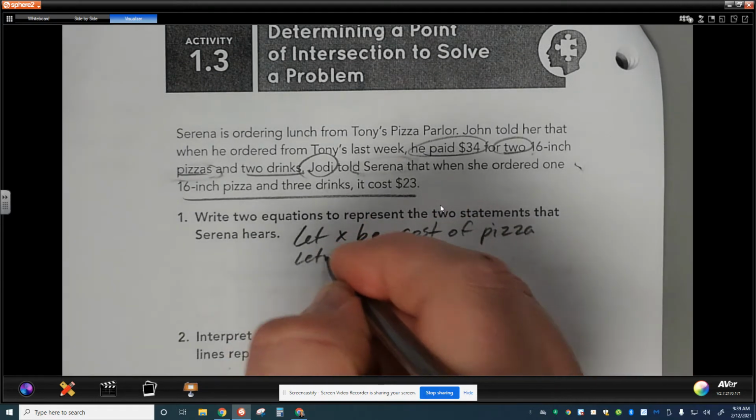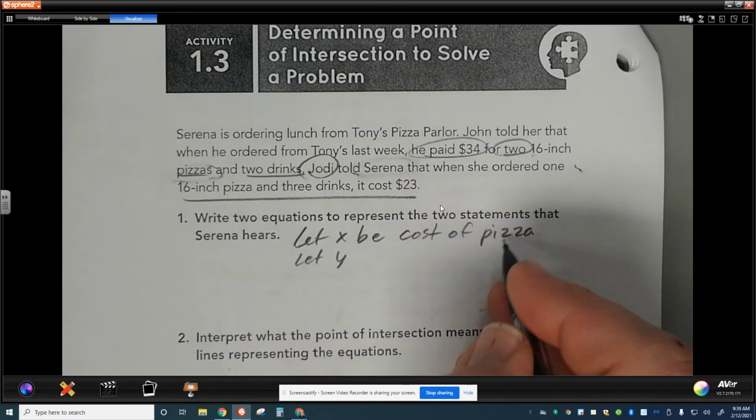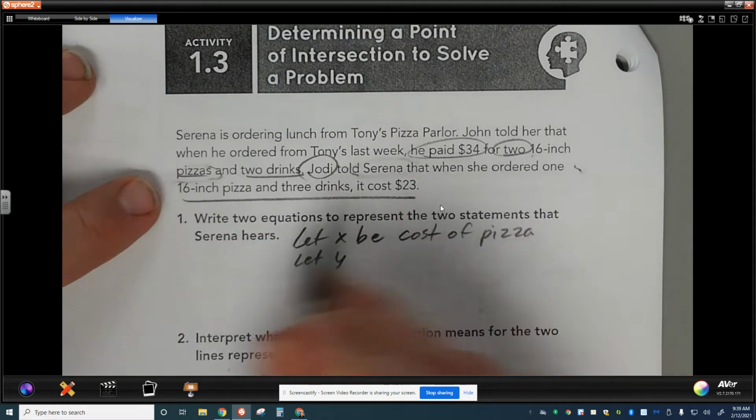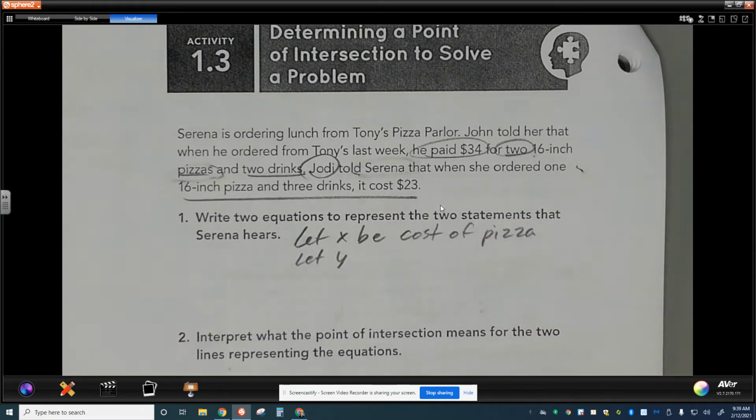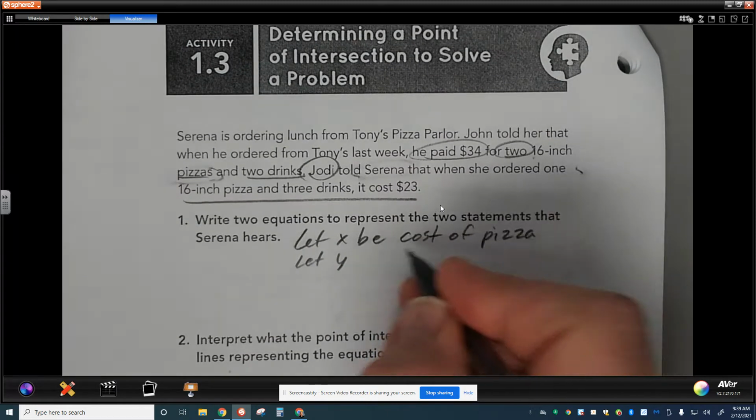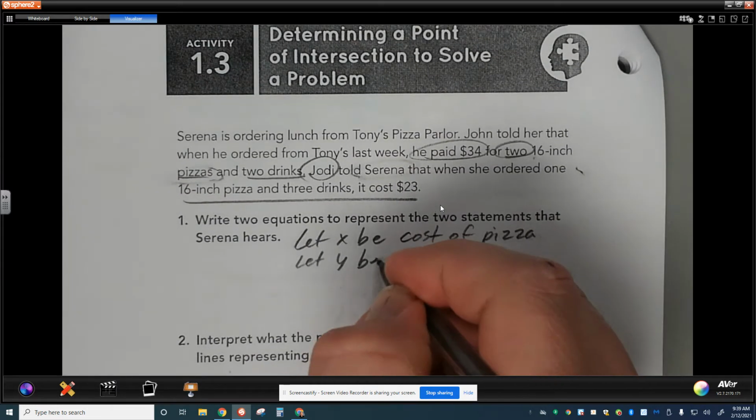Yeah, the only reason is because the pizza comes up very first right here. Pizza, then drinks, pizza, then drinks. When we're talking about ordered pairs, they always follow a certain order, right? And because of this order right here, pizza, then drinks, that's the way we define this. X is the cost of pizza, Y is the cost of drinks.